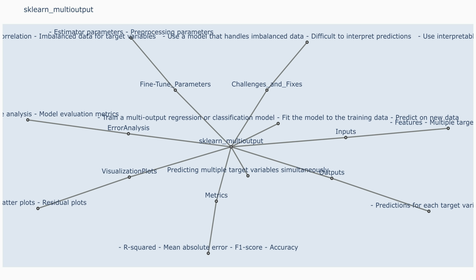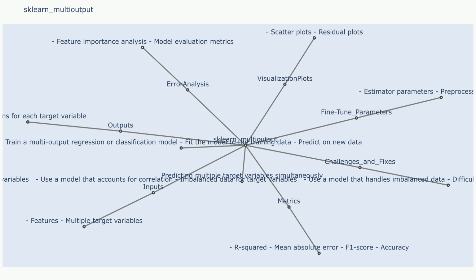sklearn MultiOutput. Description: explain in detail. Multi-output regression is a type of supervised learning where a model learns to predict multiple target variables simultaneously. It's used when you have multiple correlated outputs that need to be predicted based on a set of input features.